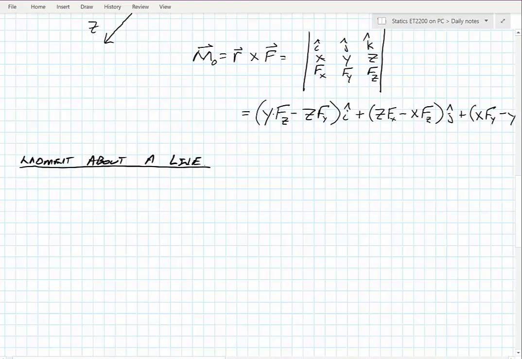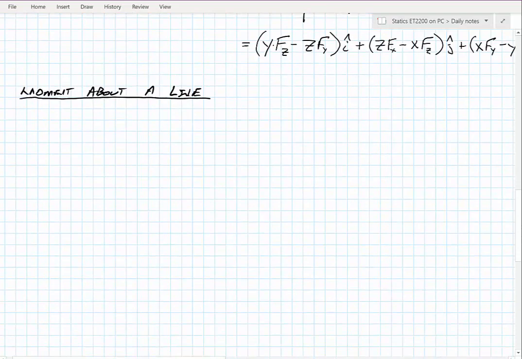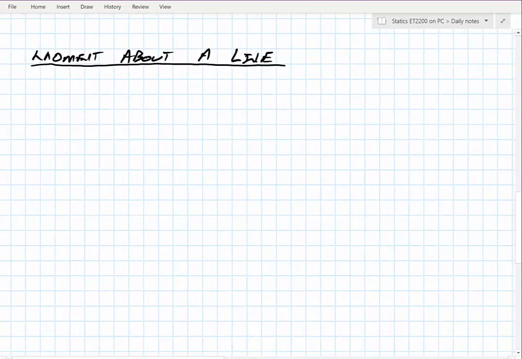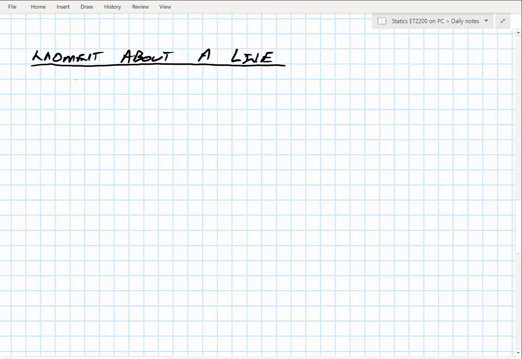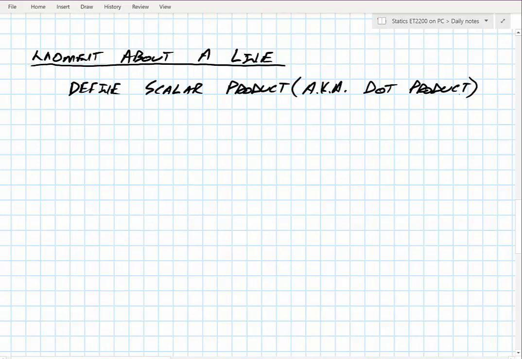All right, so in order to talk about this moment about a line, what we're going to use to find this moment is a scalar product, also known as a dot product. So I think you probably learned this somewhere along the lines, but to refresh your memory, let's define a scalar product, also known, of course, as a dot product.